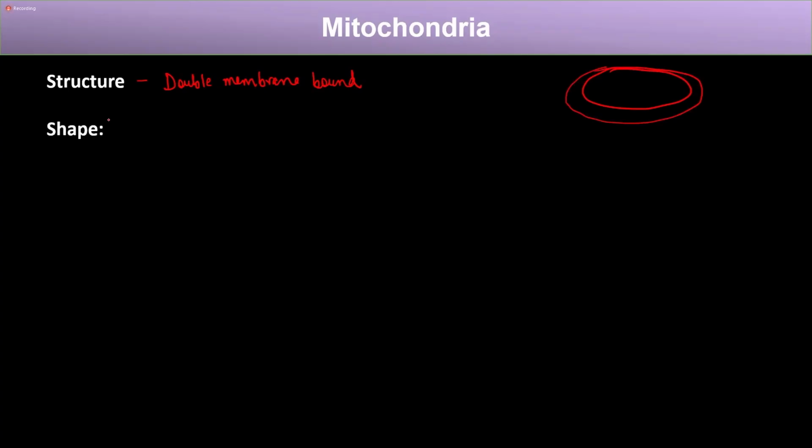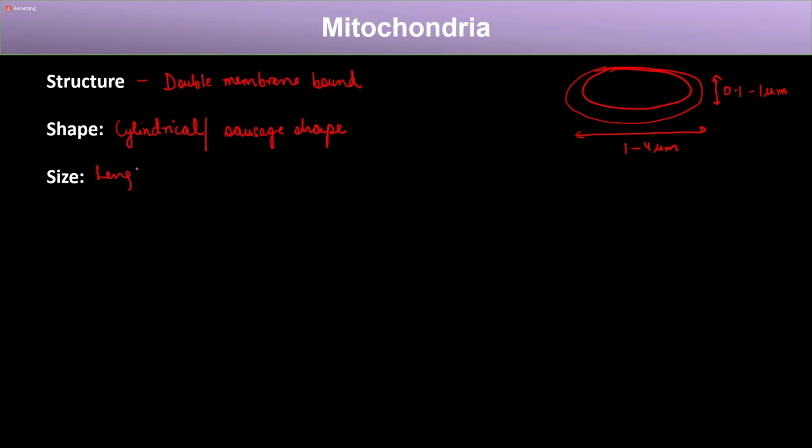Now, if we talk about the shape of mitochondria, as you can see, it is cylindrical in shape, or it is also known as sausage shaped. The third thing is the size. The mitochondria has a length and a diameter. The length of a mitochondria is 1 to 4 micrometers and the diameter is 0.1 to 1 micrometer.